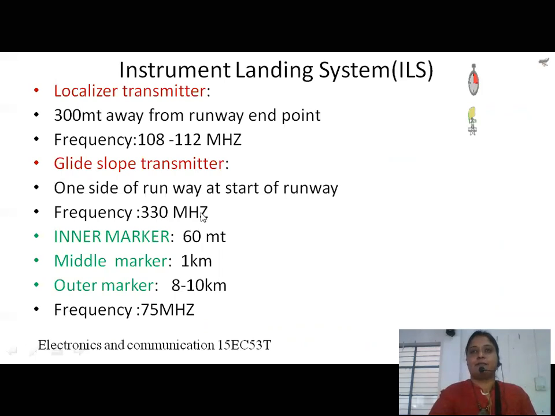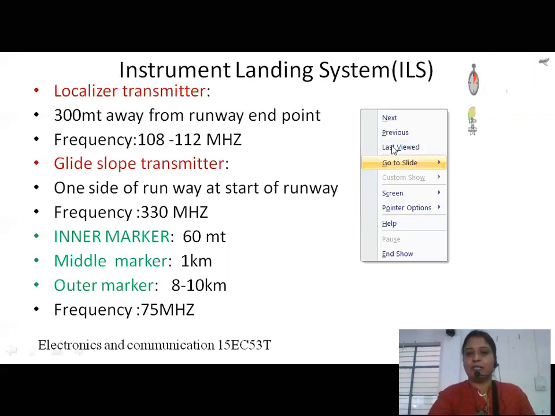330 megahertz. It is generating the frequency 330 megahertz, and we have three markers there: the inner marker, middle marker and the outer marker. The inner marker is situated 60 meters from the start of the runway. The middle marker is 1 kilometer, and the outer marker is 8 to 10 kilometers away from the start of the runway.